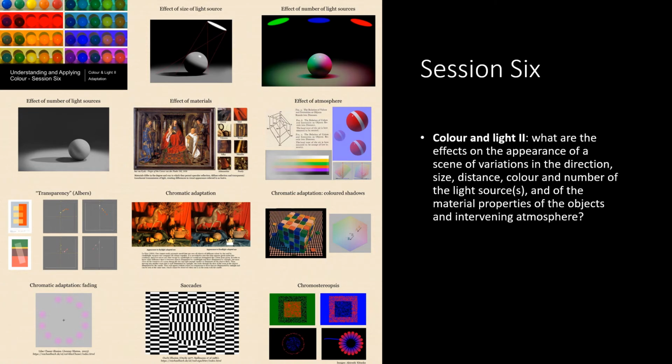Session 6 is our second session on colour and light. We continue looking at the effect of changing other things about the setup, the number of light sources, effect of different materials, the effect of an intervening atmosphere, the effect of coloured illumination, and that includes how our visual system adapts to the colour of the illumination.